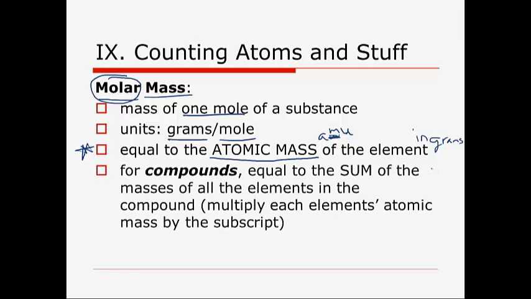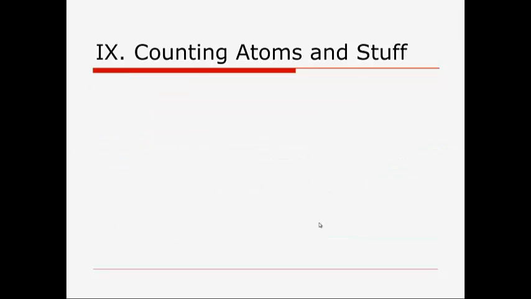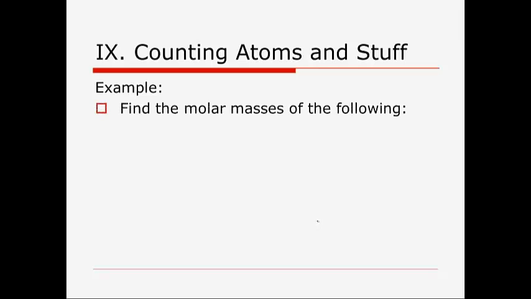Okay. Now, how do you figure out the molar mass of a compound? Simple. It's equal to the sum of the masses of all the elements, all the atomic masses of the elements in the compound. And if you have subscripts, multiply each element's atomic mass by the subscript. Okay, so a couple examples. Find the molar masses of these things: NaCl, CO2, and this compound here, calcium C2H3O2 in parentheses 2.